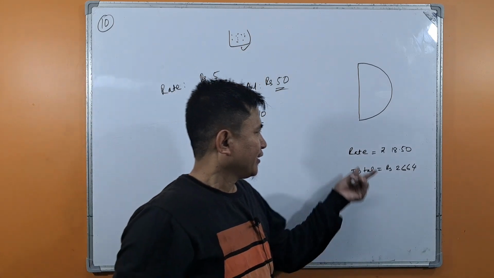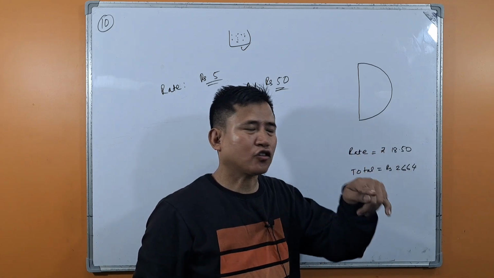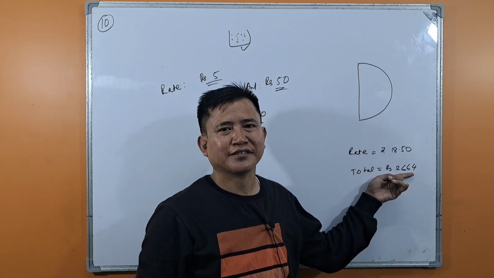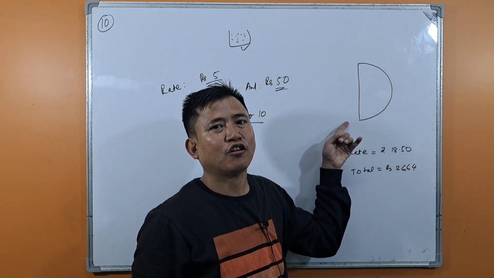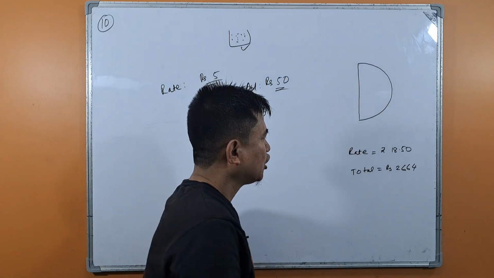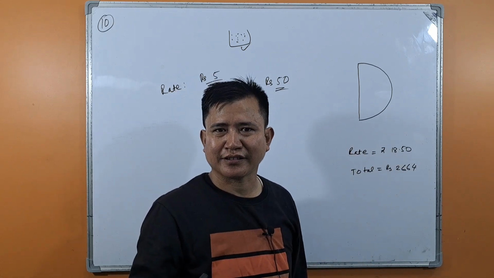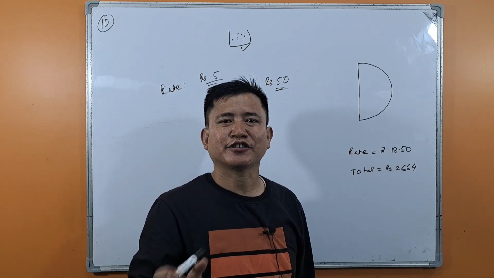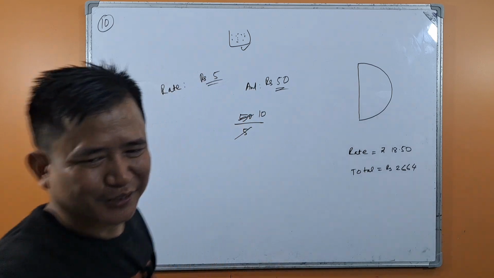Similarly, the rate of fencing is rupees 18.50 and the total cost of fencing is rupees 2,664. So what will be the length of the fence around the semicircular land? It is total cost divided by rate. That will give us the length of the fence, isn't it? The length of the fence is actually the perimeter of the semicircular land. Okay, so let's do this question.